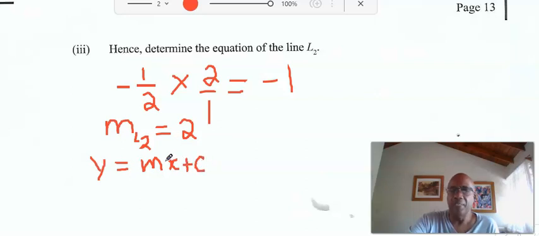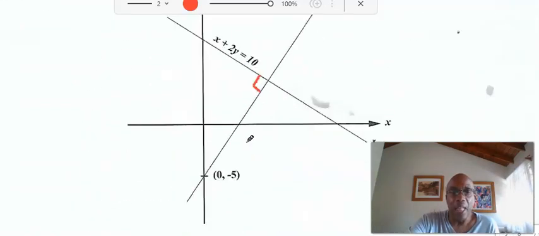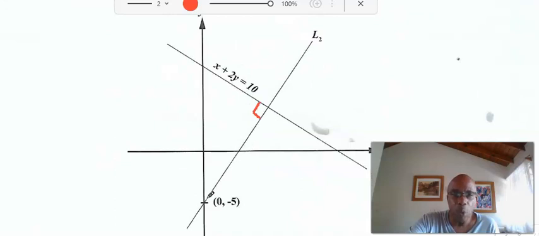X and Y are the variables, we can take on different values. We know M is 2. What we don't know is C. C is where the line cuts the y-axis. But don't we know it? Let's go back to the graph. And we see L2 cuts the y-axis at -5. Remember, the second number here is the y coordinate, so this is -5. So it means C is -5.